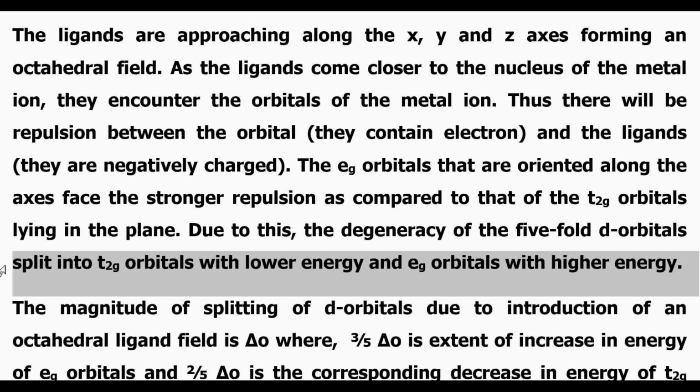So initially the 5 d orbitals, which were degenerate, that is having the same energy, will now split into two, T2g and Eg. The Eg orbitals face greater repulsion and therefore their energy will be increased, whereas the T2g orbitals face lesser repulsion and therefore their energy will be decreased. So the 5 d orbitals which initially had the same energy will not now have the same energy. Their degeneracy will split into two parts, T2g and Eg.